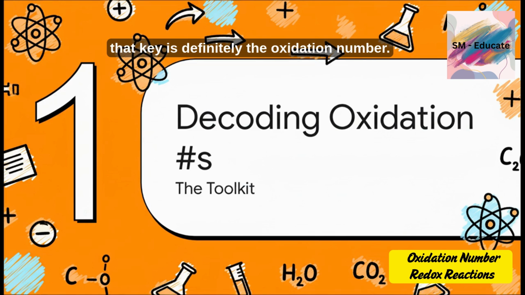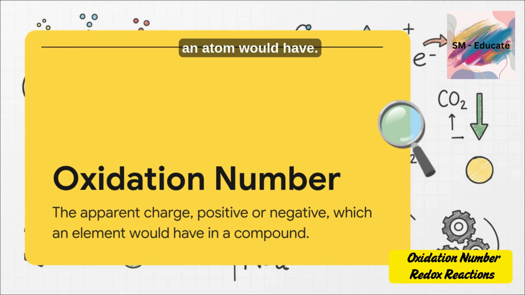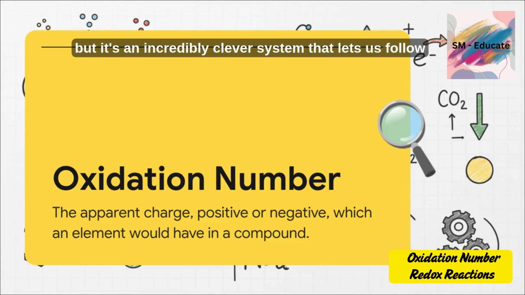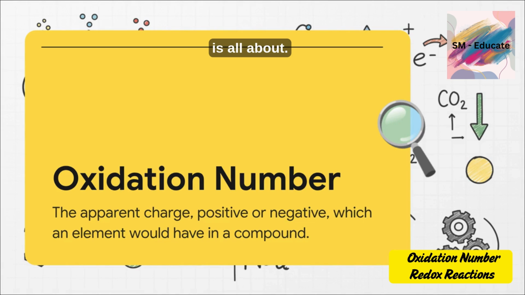And for redox reactions, that key is definitely the oxidation number. Just think of it like bookkeeping for electrons. It's a way to keep track of where they are and where they're going during a reaction. So, the official definition is that it's the apparent charge an atom would have. Now, it's not always a real charge, but it's an incredibly clever system that lets us follow the electrons. And that electron transfer, that's the heart and soul of what a redox reaction is all about.